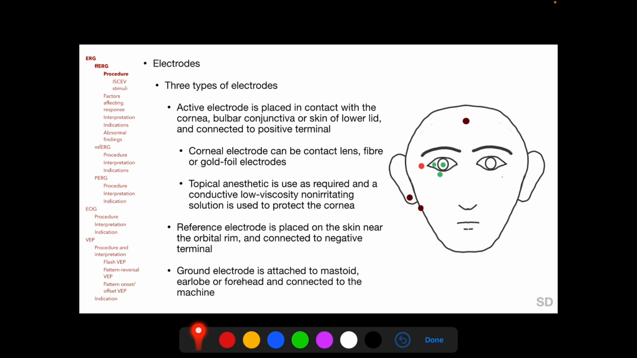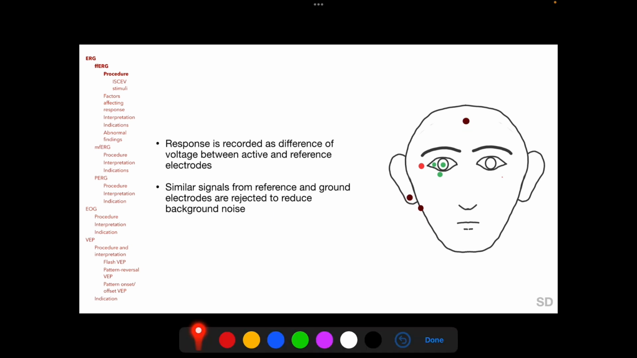equipment, and the ground electrode is attached to the mastoid, the earlobe or the forehead and connected to the ground terminal of the equipment. Response is recorded as the difference of voltage between the active and the reference electrodes, and similar signals obtained from reference and ground electrodes are rejected to reduce background noise.